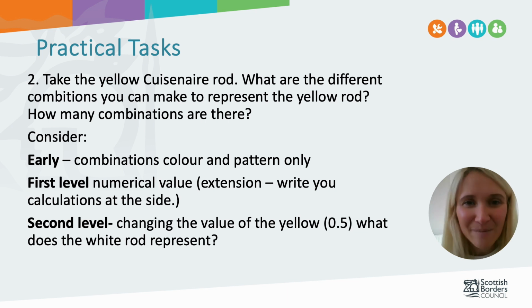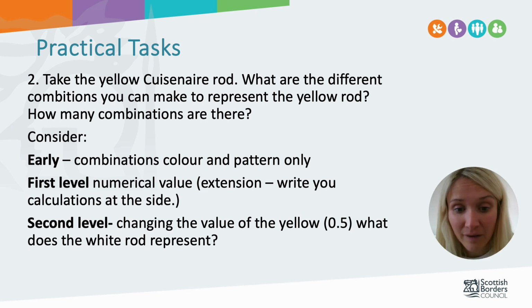So for our next practical task, we would now like you to take the yellow Cuisenaire rod, and then we would like to think about what different combinations you can make using the other rods to represent the yellow rod, and how many different combinations there are. So at early level, you might just be thinking about the colour and pattern only. What are all the different combinations that you can make?